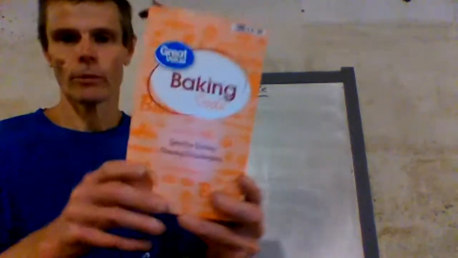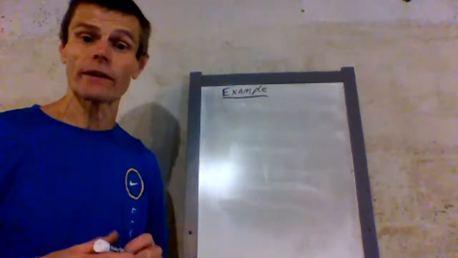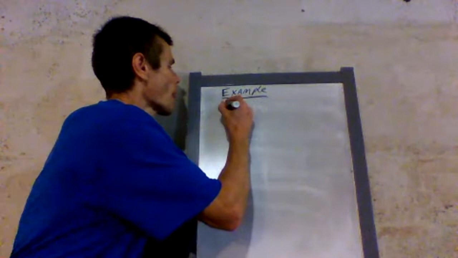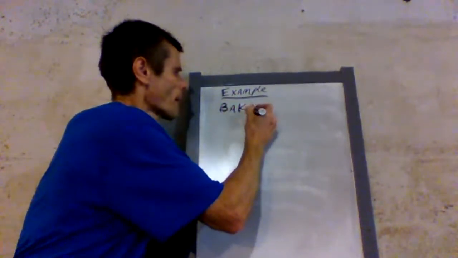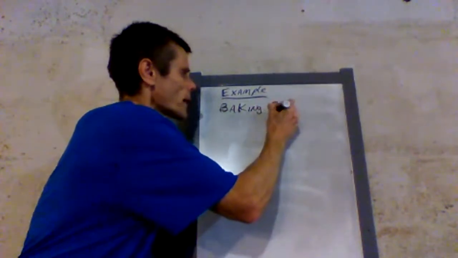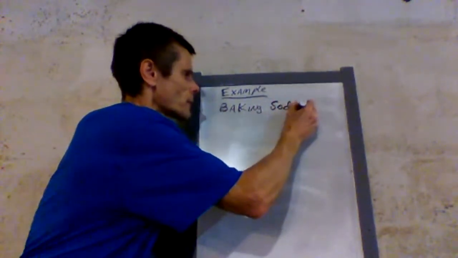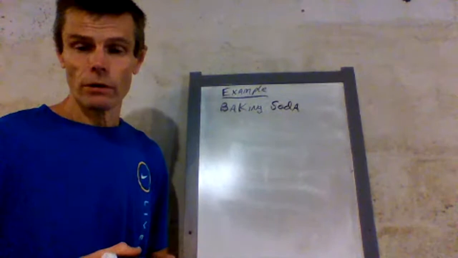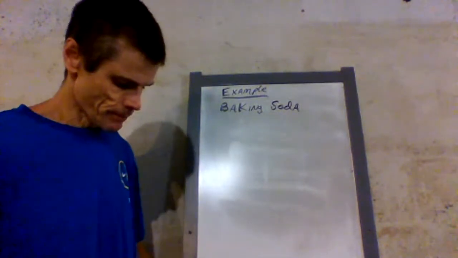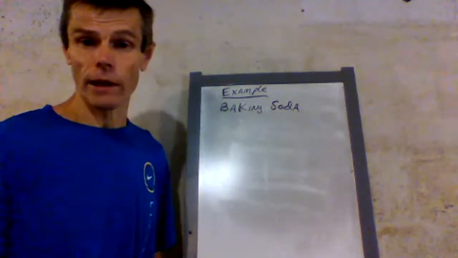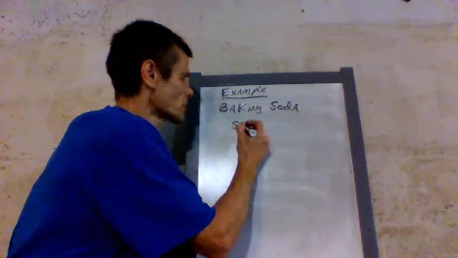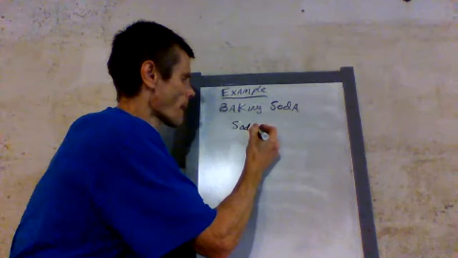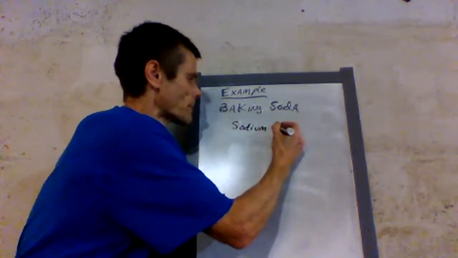So you can stop it if you want. Baking soda. So let's think about baking soda, and let's write down what was given on the ingredients. Baking soda. And our question is: is it a mixture or is it a pure substance? Now, if you noticed, I showed you the label. On the label, it said that the ingredient is sodium bicarbonate.